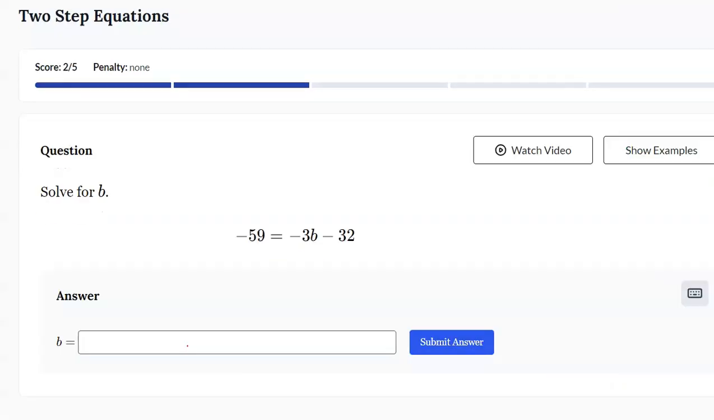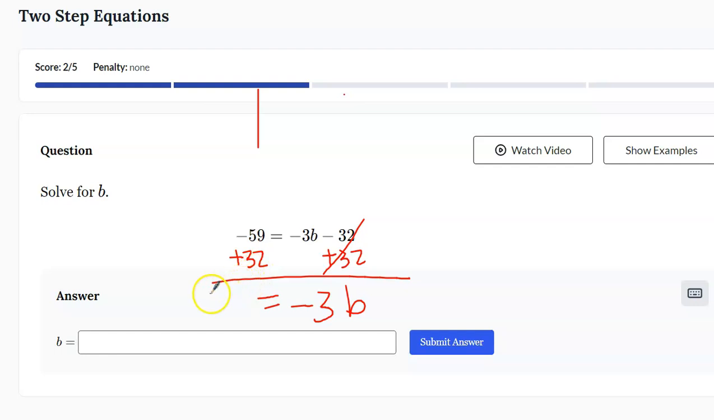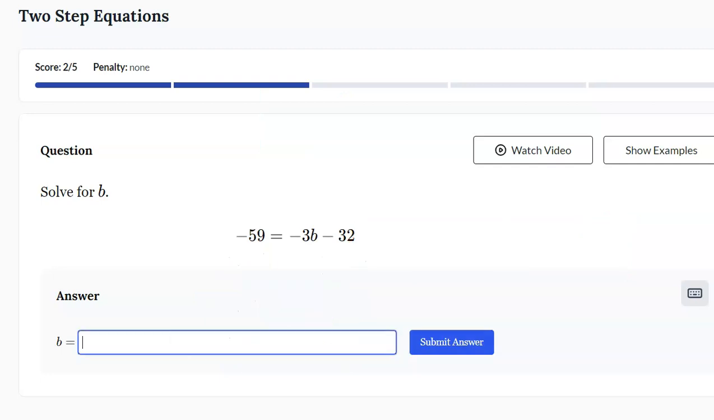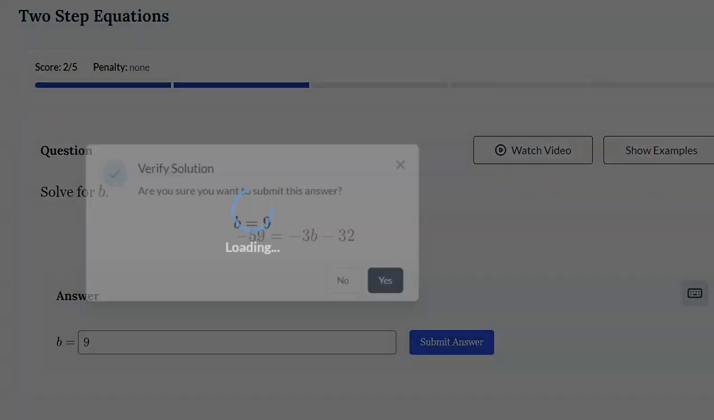One more time. Find your variable and remove the constant first. So the opposite of minus 32 is plus 32. Use your calculator to help you if necessary. Rewrite your problem, and it looks like we're going to get negative 27. We're going to divide both sides because that's the opposite of multiplying. Divide by negative 3. Use your calculator to help, and then write your final answer. A negative divided by a negative is a positive, and 27 divided by 3 is 9. So our answer is 9. Type that here and submit.